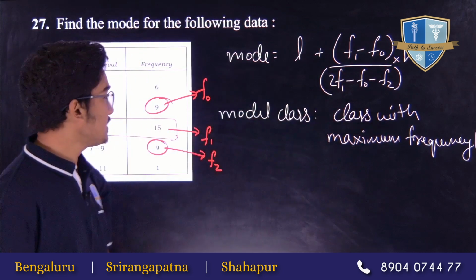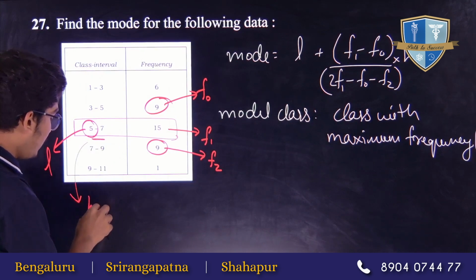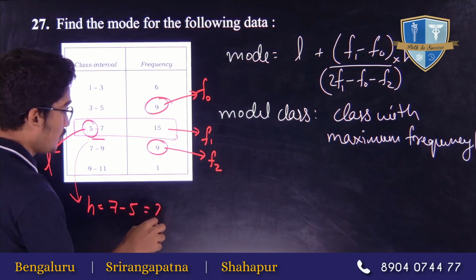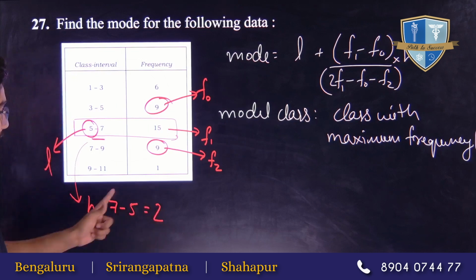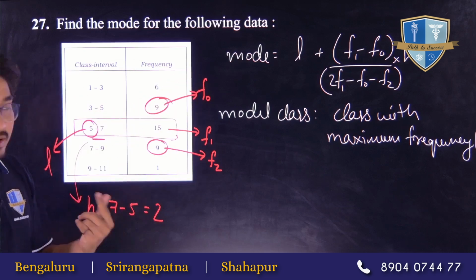And H is the height of the modal class. See here, height. H will be the difference of 7 minus 5, which equals 2. So now you have L, H, F0, F1 and F2. We'll put all these in our formula and we can find the mode.